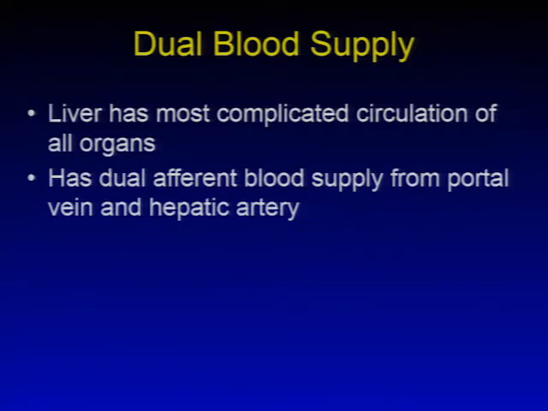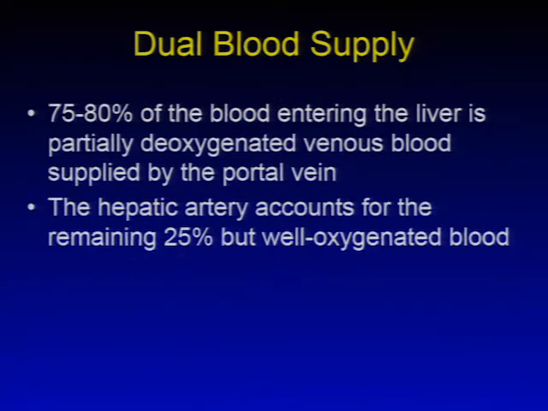We're going to start talking about the dual blood supply of the liver. The liver has the most complicated circulation of all the organs. It has a dual afferent supply from the portal vein and the hepatic artery. About 80% of the blood entering the liver is partially deoxygenated venous blood supplied by the portal vein. The rest, about 20%, is well-oxygenated blood supplied by the hepatic artery.